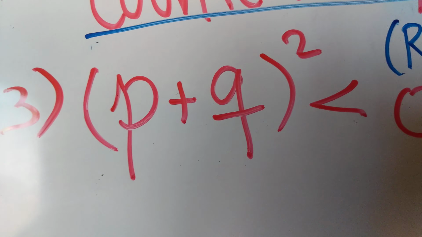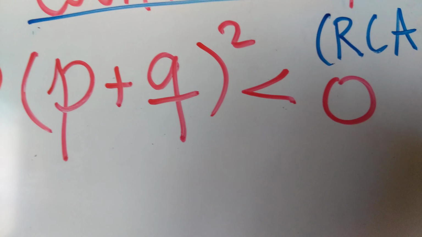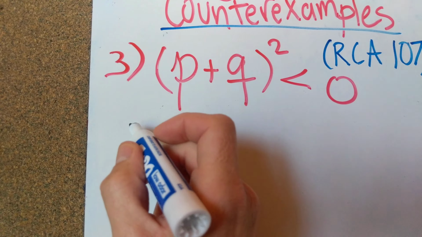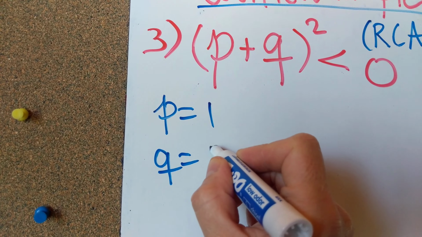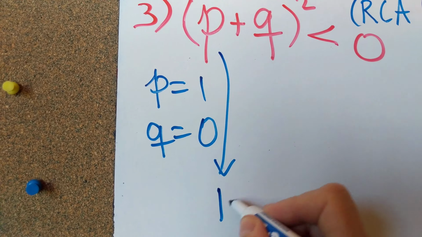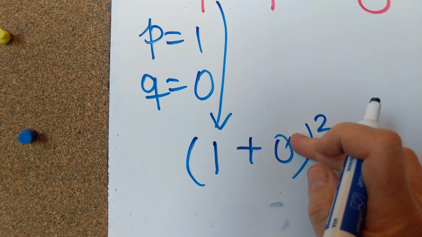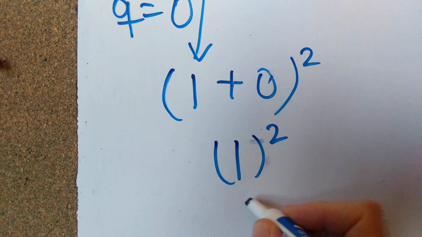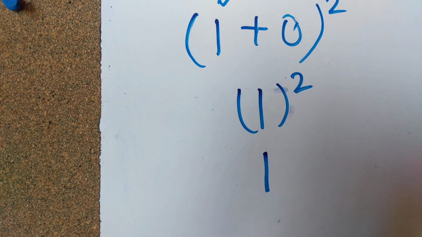Here is example number 3. The quantity p plus q raised to the second power is less than 0. So we have two variables here, therefore we have to have two choices. So p could be 1 and q could be, let's say, 0. So let's plug those in. p is 1, q is 0. You raise it to the second power, and let's see what you get. 1 plus 0 is 1, to the second power. 1 to the second power means 1 times 1. 1 times 1 is 1.